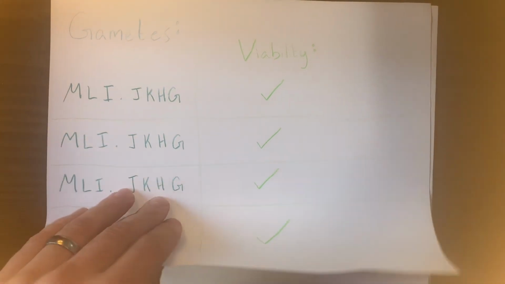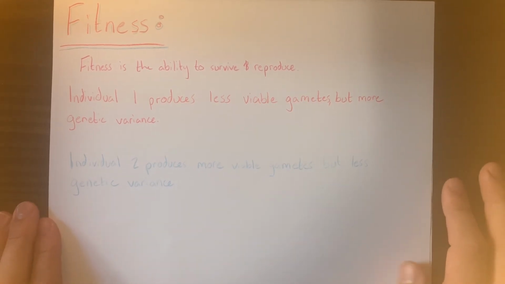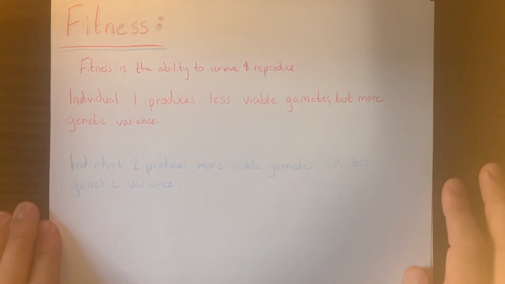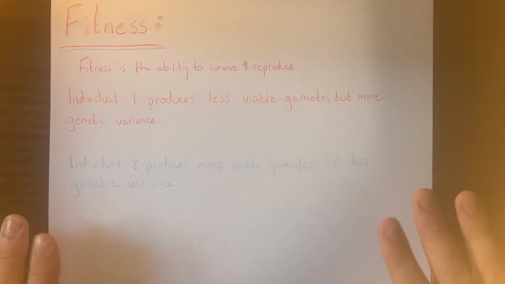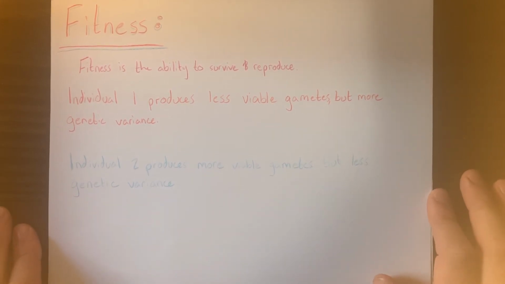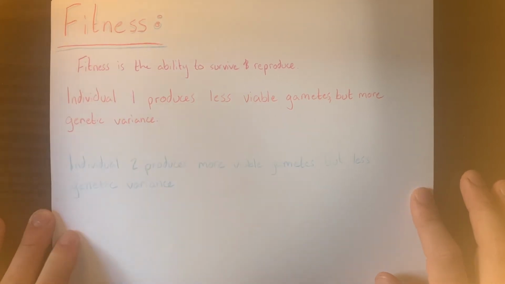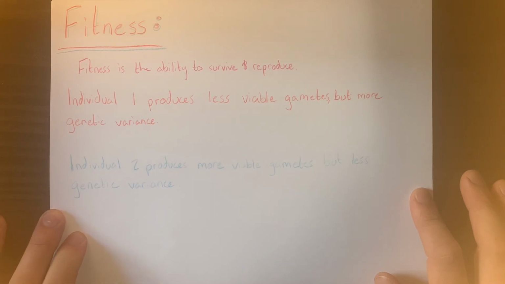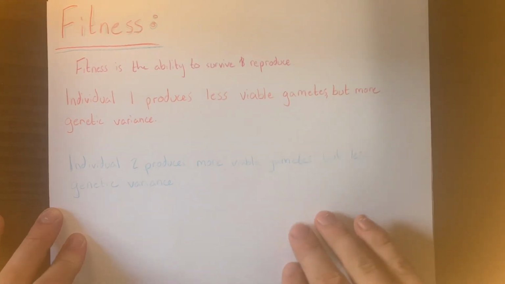So, as far as fitness goes, fitness is the ability to survive and reproduce. Individual 1 produces less viable gametes, but more genetic variants, because it had a few shifts in letters in one of the viable gametes. Individual 2 produces more viable gametes but fewer genetic variants. So we would expect to see a difference in the fitness of these 2 individuals, but without more information, it's impossible to say in which direction.